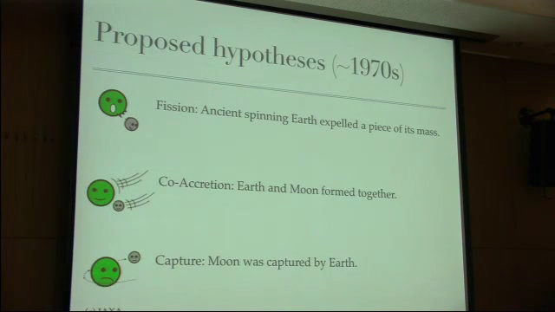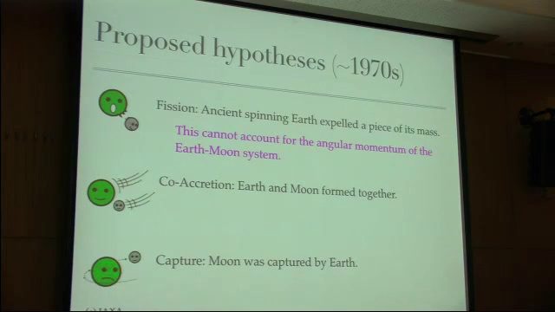This hypothesis was rejected because it cannot account for the angular momentum of the Earth-Moon system, which means the Earth-Moon system should have got a much larger angular momentum according to this hypothesis. So it has been rejected.